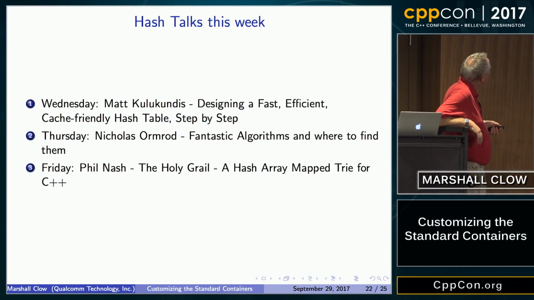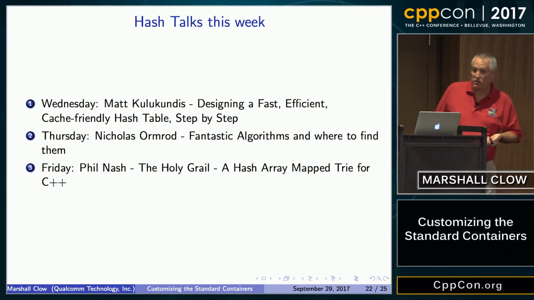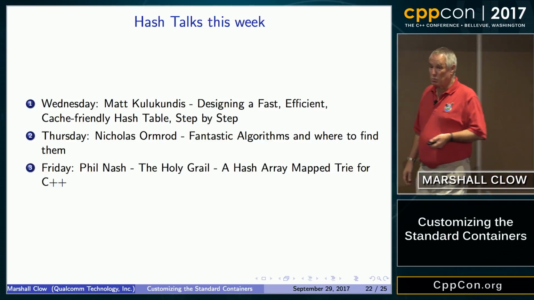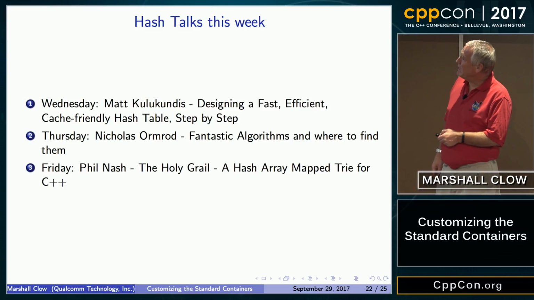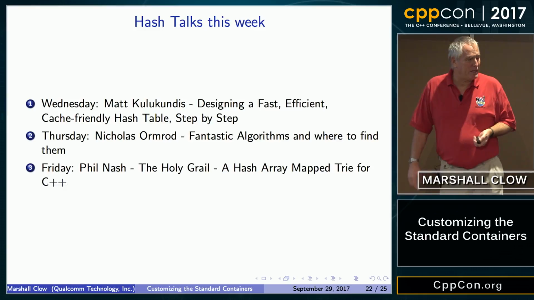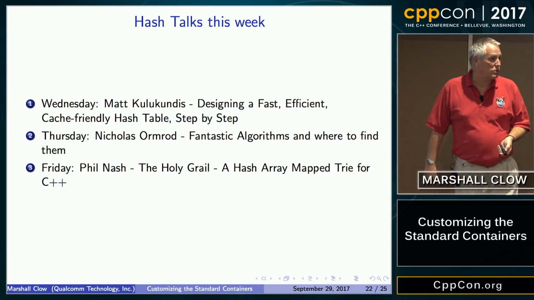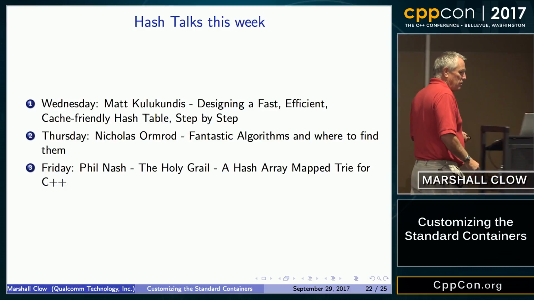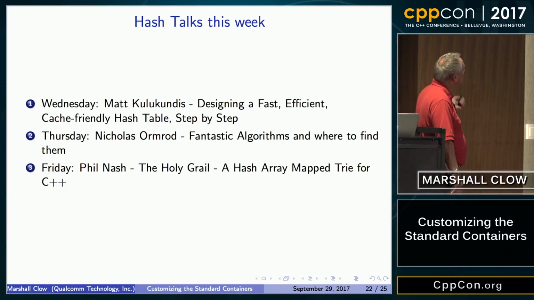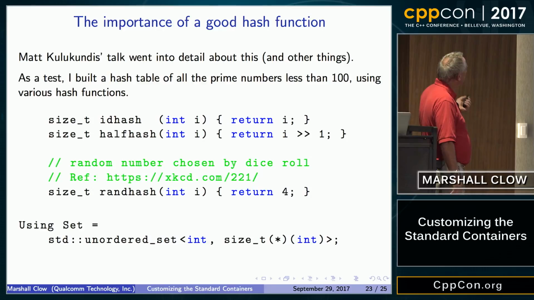That's fine. Okay, there are hash talks this week. There were a lot. Some of them were really good. I went to about half of Phil's this morning. Nicholas's talked about hashing as well, but Matt's was great. And that's a very, very fast hash algorithm that I was very impressed by.